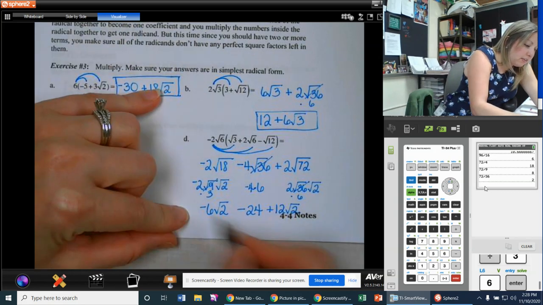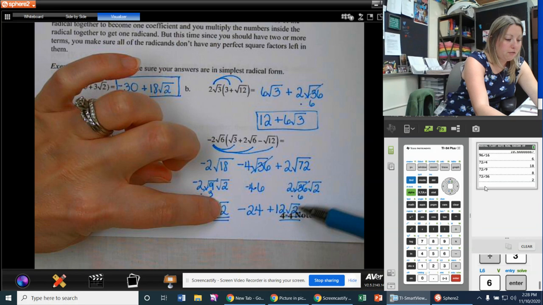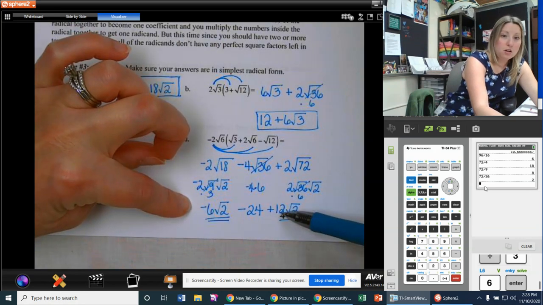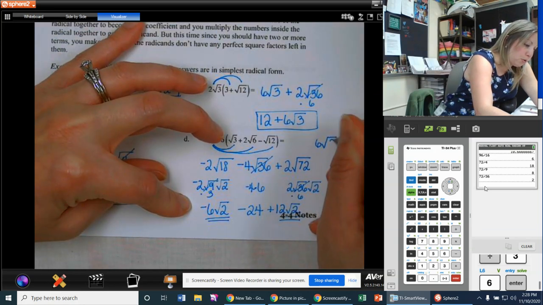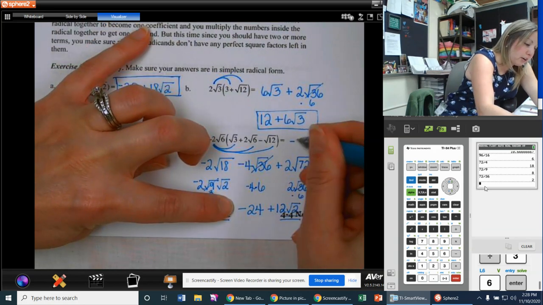Now, any like radicands can combine. So these both have a radical 2. So add their numbers in front. Negative 6 plus 12 is positive 6 radical 2. I'm putting my answer right up here by the equal sign. And I said I wanted my number in the front.